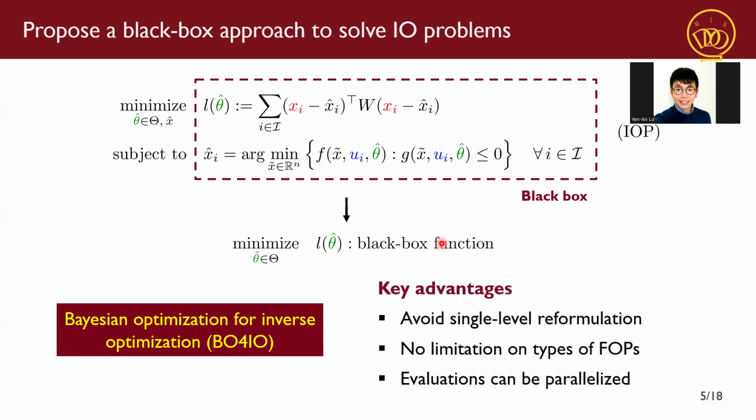And this provides us a few key advantages. The first thing, it allows us to avoid single level reformulations. And because of that, we don't have such a limitation on the types of forward optimization problems we want to estimate. And lastly, although derivative-free optimization like Bayesian optimization requires a function evaluation of the loss function at each iteration, since the lower level forward optimization problems are independent of each other, it can be easily parallelized to speed up the computation time.